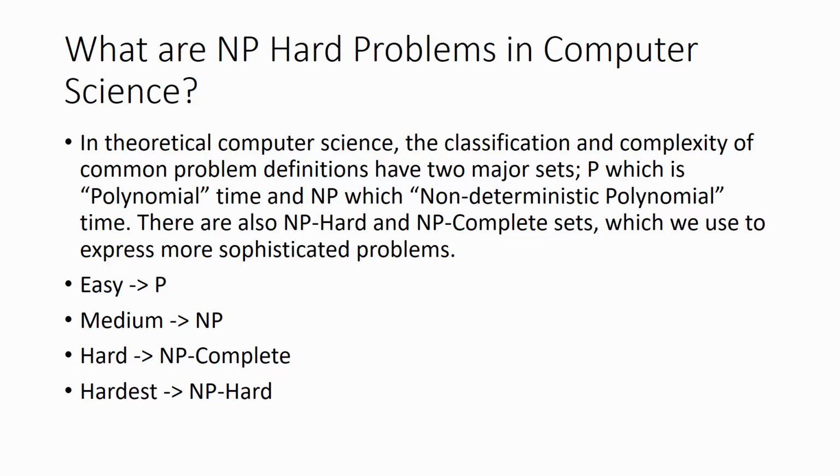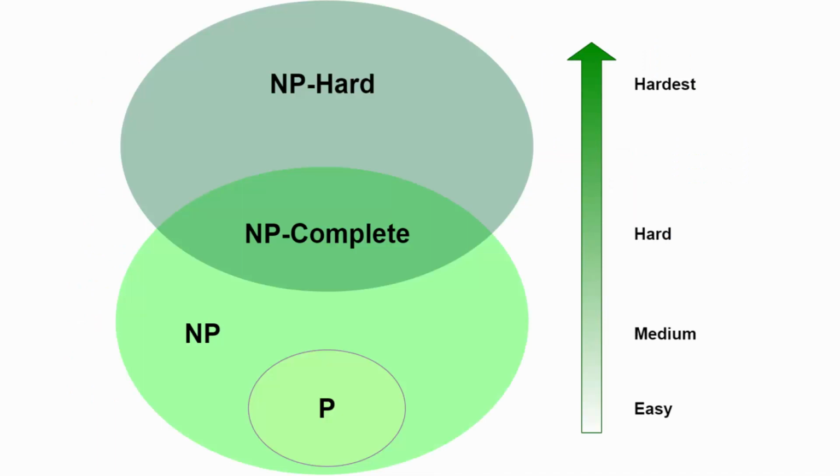There are also NP hard and NP complete sets, which are extensions of the NP class, which we use to express more sophisticated problems. So, in a sense, we can say that polynomial problems are easy, NP problems are medium difficult to solve, NP complete problems are hard to solve, and NP hard problems are the hardest problems of all. This is what it looks like. P is polynomial, easiest at the bottom, NP, which is medium, NP complete, which is hard, and NP hard, which is the toughest of them all.